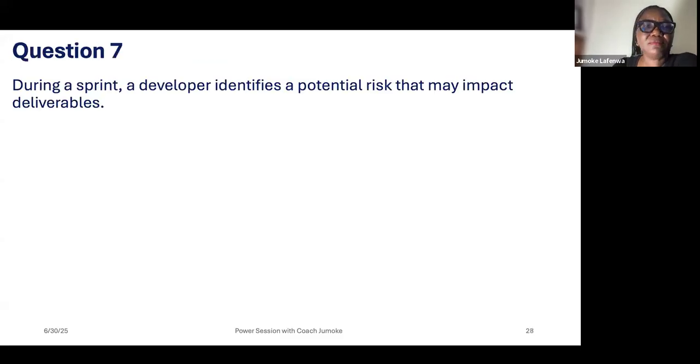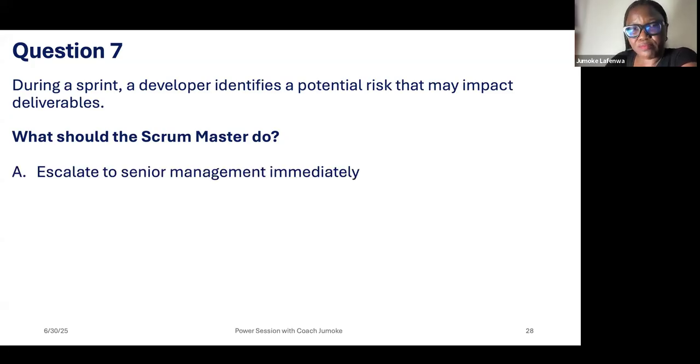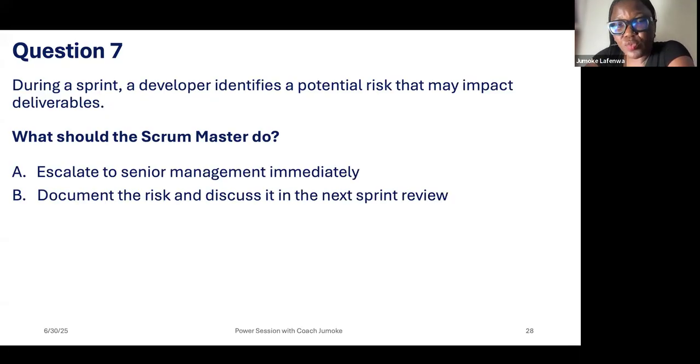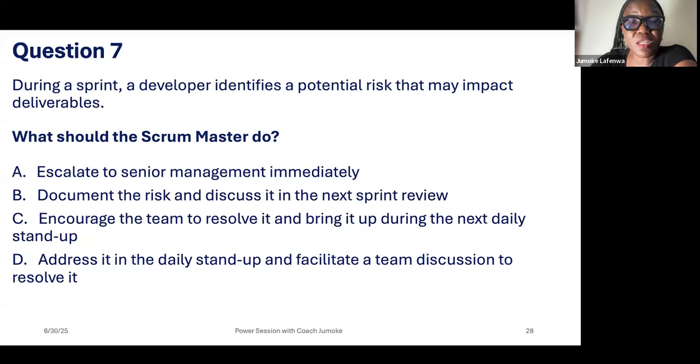Question 7. During a sprint, a developer identifies a potential risk that may impact deliverables. What should the Scrum Master do? A, escalate to senior management immediately. B, document the risk and discuss it in the next sprint review. C, encourage the team to resolve it and bring it up during the next daily stand-up. And D, address it in the daily stand-up and facilitate a team discussion to resolve it.